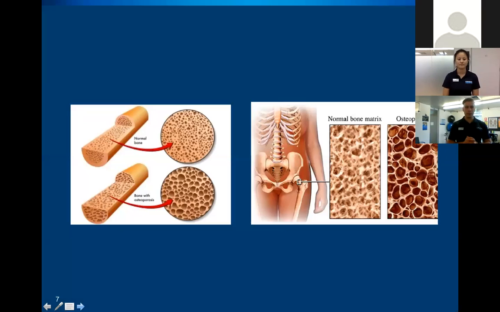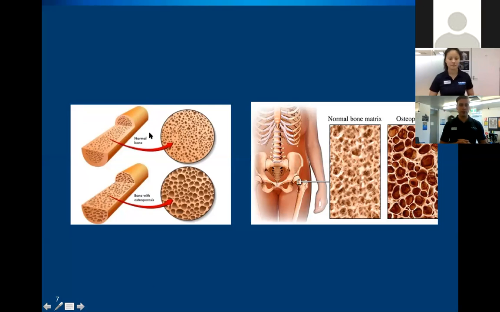So I'm just going to go back to another picture of bone here and compare an osteoporotic bone to an apparently normal bone. If you look at the picture on the left, on the top bone there, you can see that nice thick cortical bone I mentioned before around the outside, and the spongy or trabecular bone in the middle is very dense and very tightly packed.